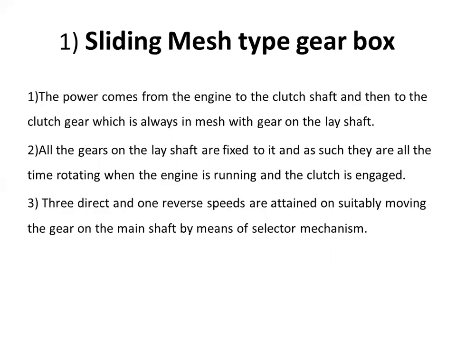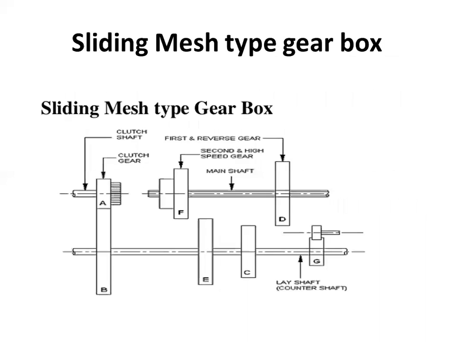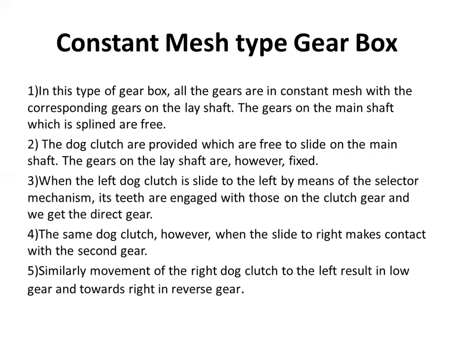Three direct speeds and one reverse speed are attained by suitably moving the gears on the main shaft by means of the selector mechanism. The power is transmitted to the lay shaft and then to the clutch gear or clutch shaft. Then the gear is pushed to engage the second or third gear, so that the power is produced. This is the sliding mesh type of gearbox.